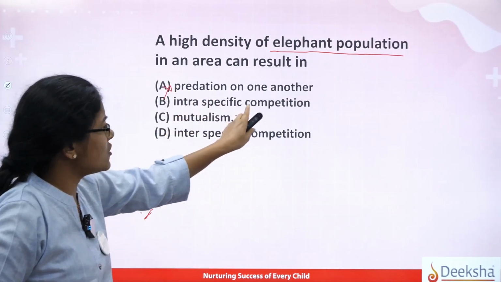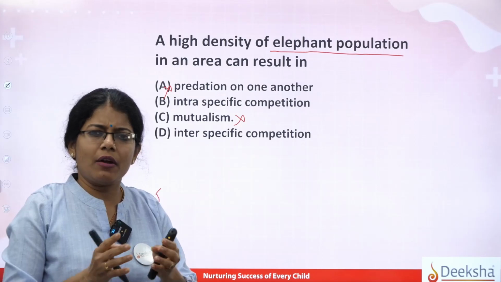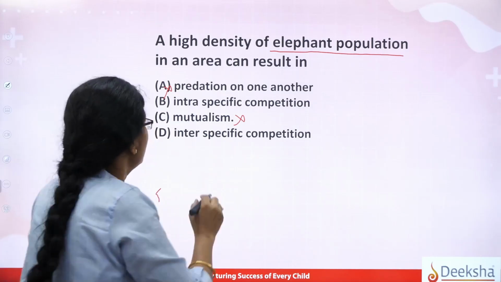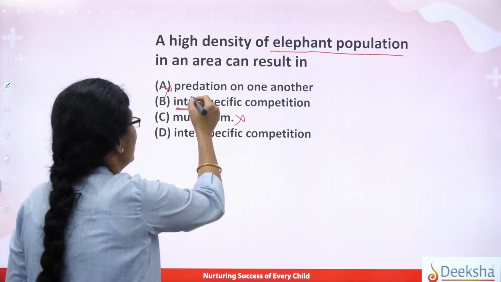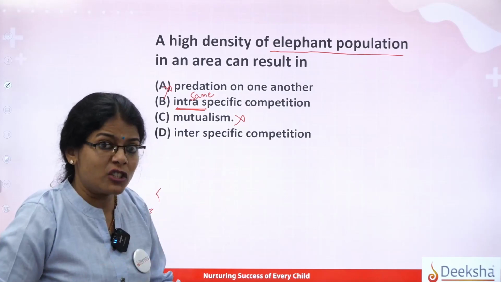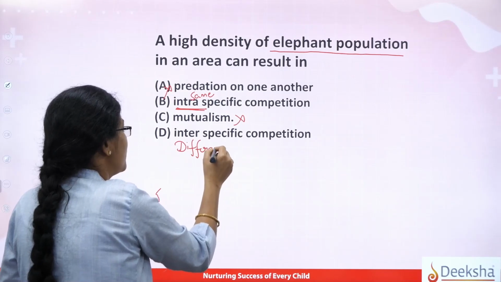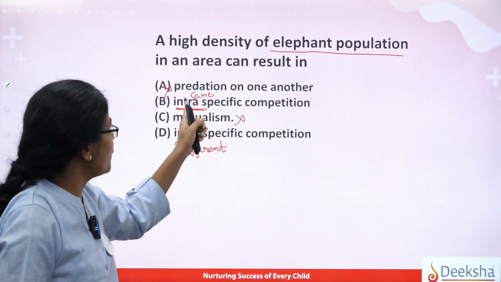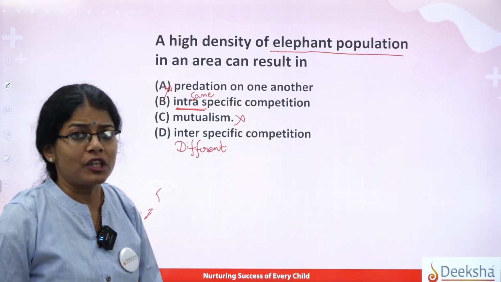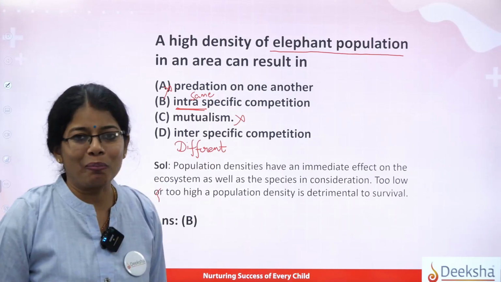Let us talk about what is intraspecific and interspecific. If the competition for the food source, it can be food, etc., is happening between the same species, that will be called intraspecific, that is same species competition, correct? And if the competition is happening between different species, for food, etc., that will be called interspecific. So interspecific is different species competition, and intra is the same species competition. So the answer here, I'm talking about elephant population, that means, yes, very simple, it is going to be option B, that is intraspecific competition.